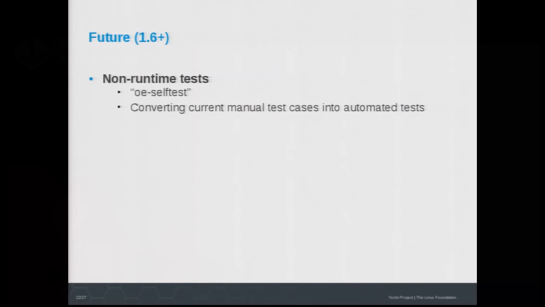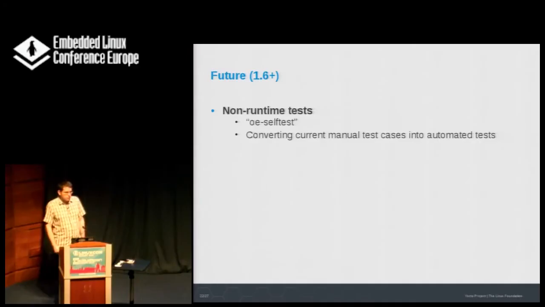The other major area which we want to cover is non-runtime tests. This is testing the build system itself. This would enable us to automate a lot more of the manual tests that we're doing at the moment. That means doing things like changing inputs to the build system, adding appends, changing recipes, changing configuration variables, and making sure that the corresponding change occurs in the output.